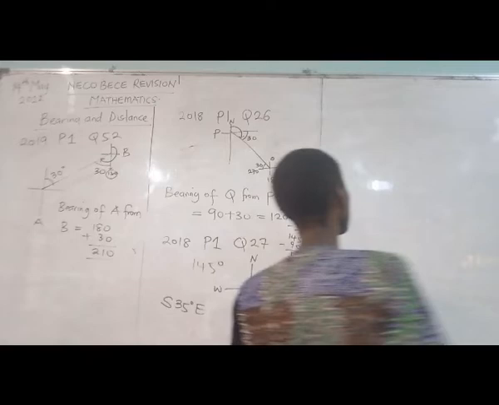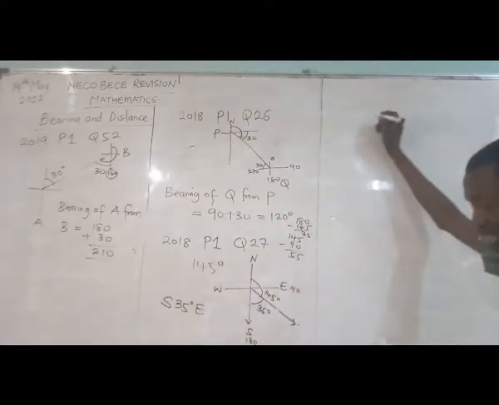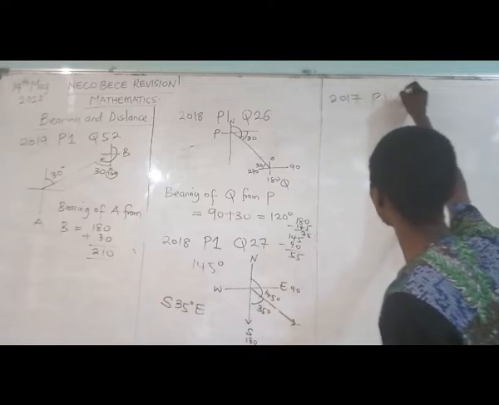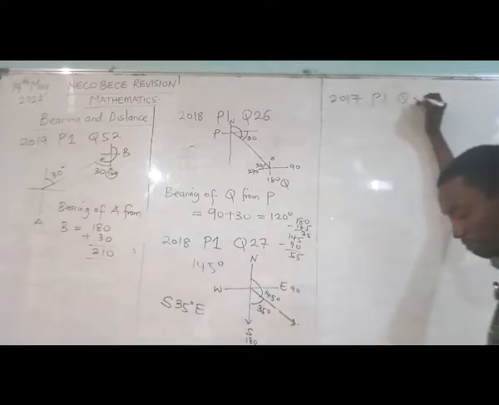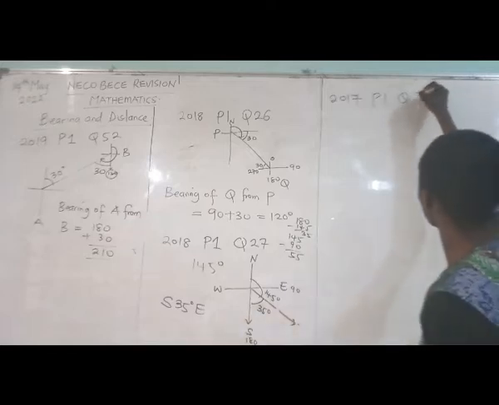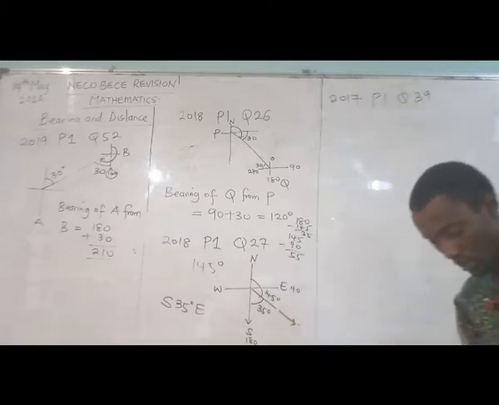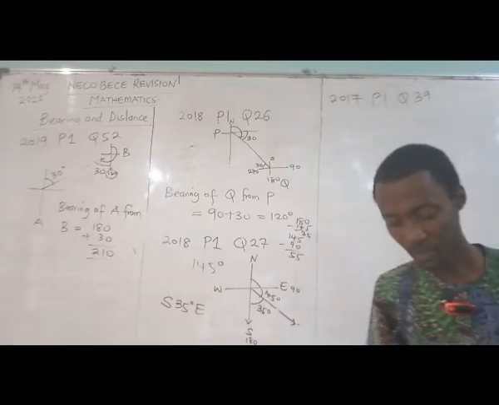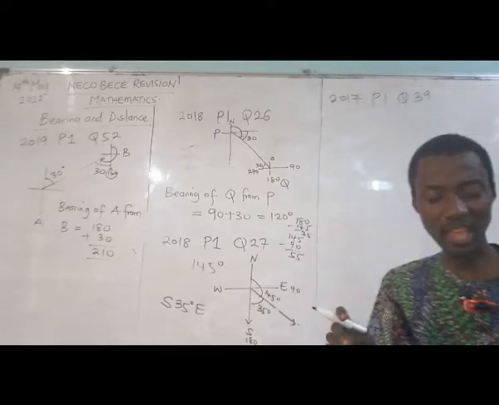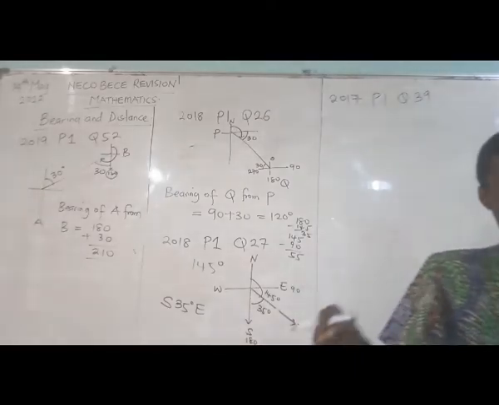So we'll go to 2017. Paper 1, question what? That year we have it on question 39. Please confirm. A school P is 16 kilometers due west of the school.